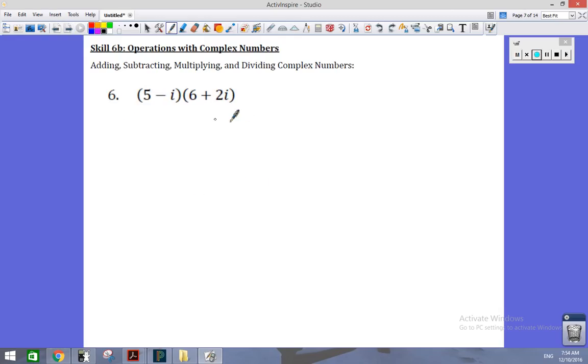All right, so we have a binomial times a binomial. Some people are just going to be able to do that in their head. Other people, it might be to your advantage, and a neat and organized way to multiply binomials is to use a table.